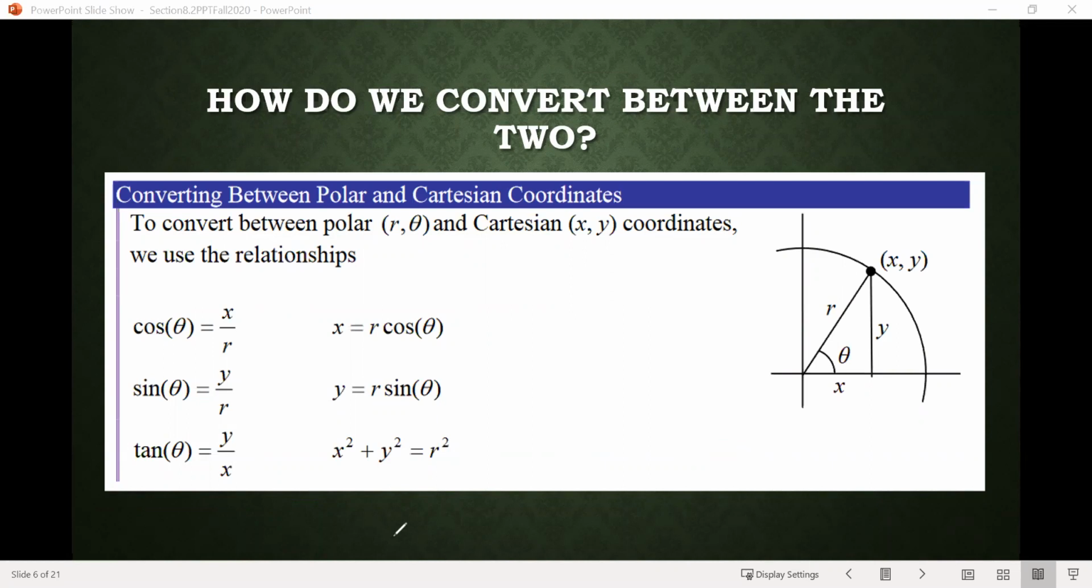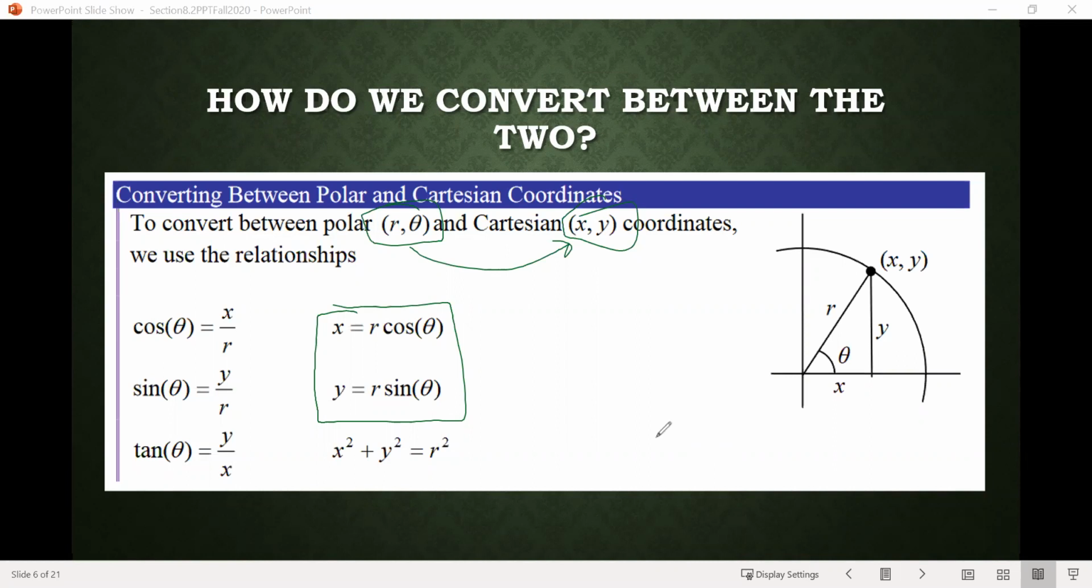Now, if we're going from polar to Cartesian, that means that we've been given an r and a theta value, and we have to convert them to x's and y's. And hopefully you would see that in order to do that, we could use these sets of formulas here, right? So x equals r cosine theta, y equals r sine theta. Okay, so we plug in the values for r and theta, it gives us our x and y.